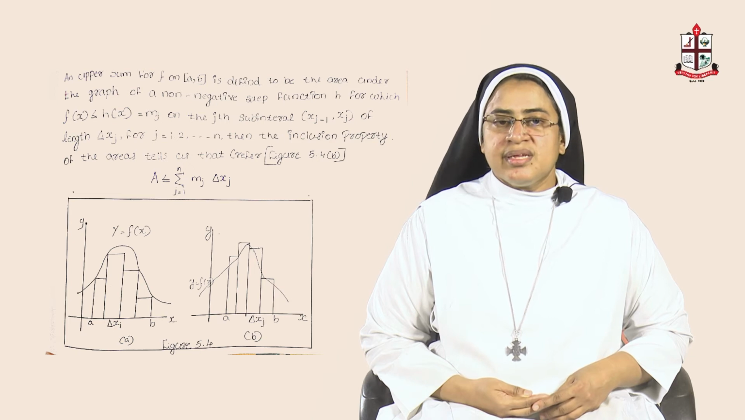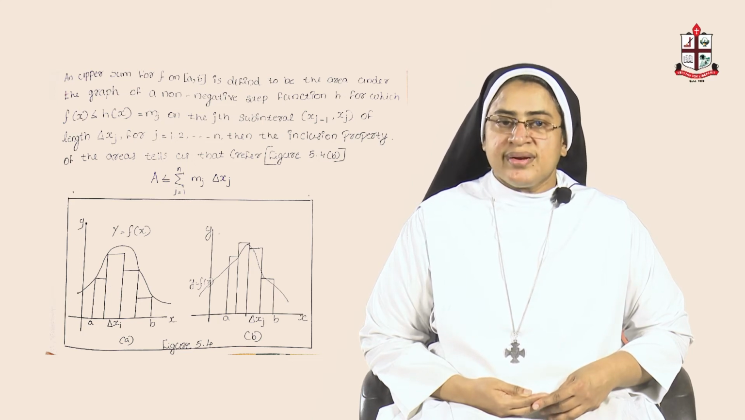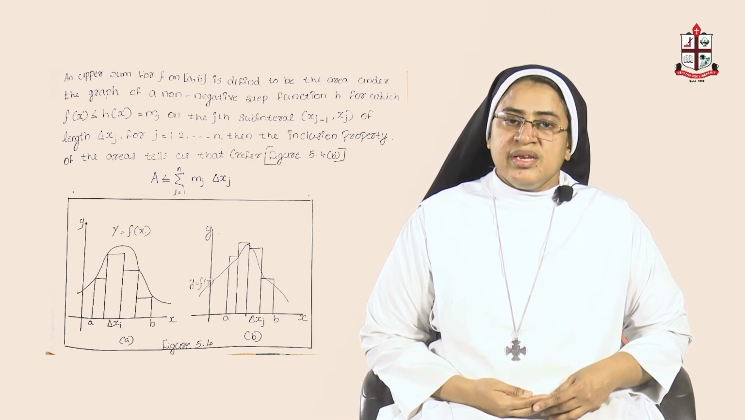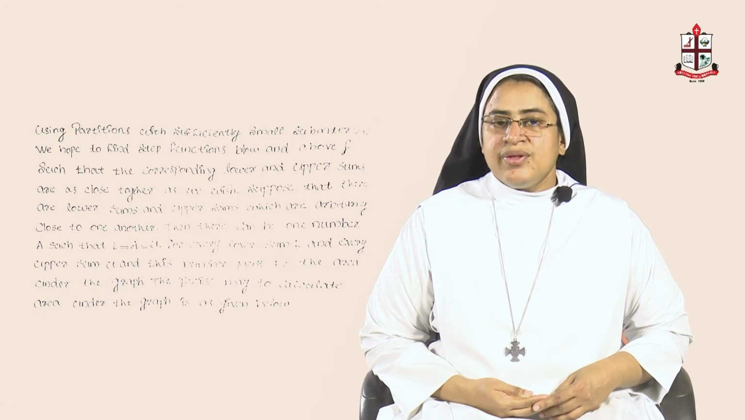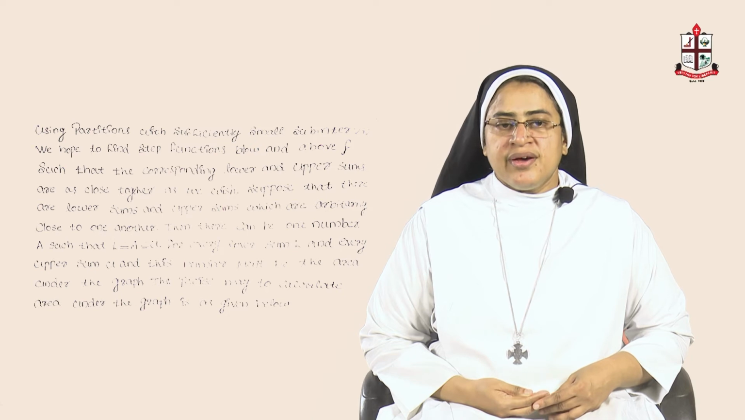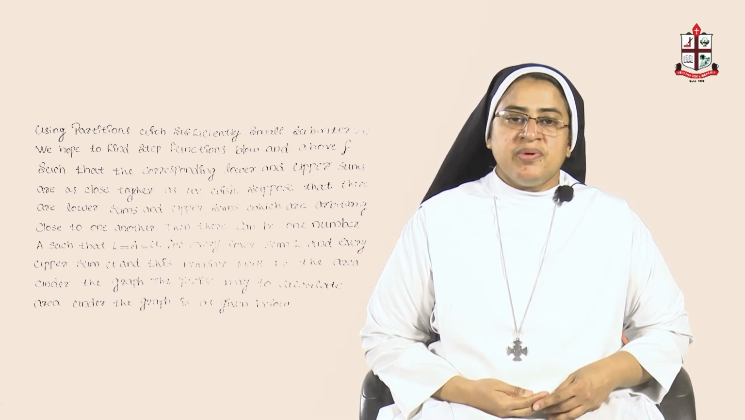Then considering section B, you are finding another function h of x, which is also a step function, and it is exceeding the values of y is equal to f of x. Then you can draw the rectangles like this, and you can see that using the partitions with different values of the smallest subinterval, we hope to find the step functions below and above f such that the corresponding lower and upper sums are as close together as we wish.